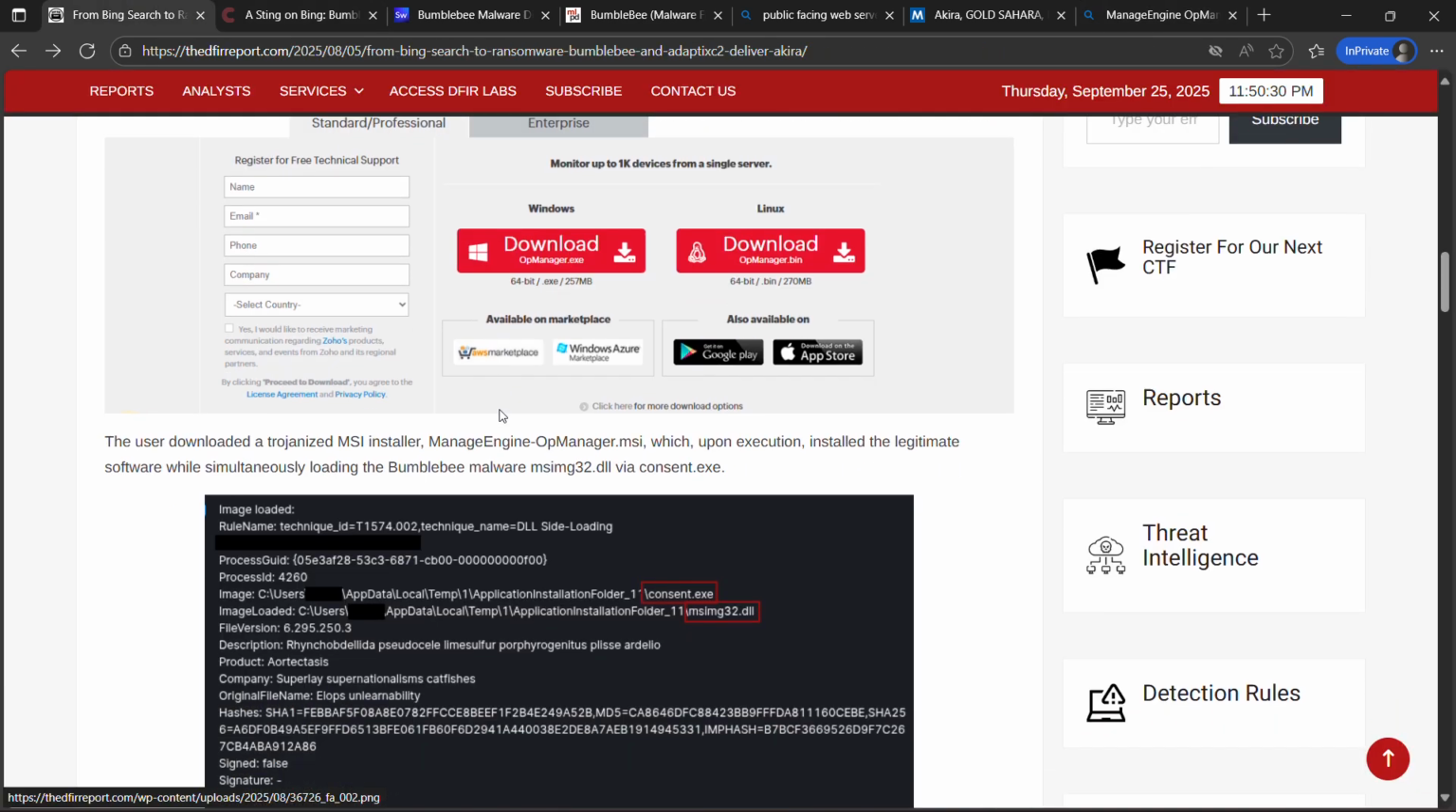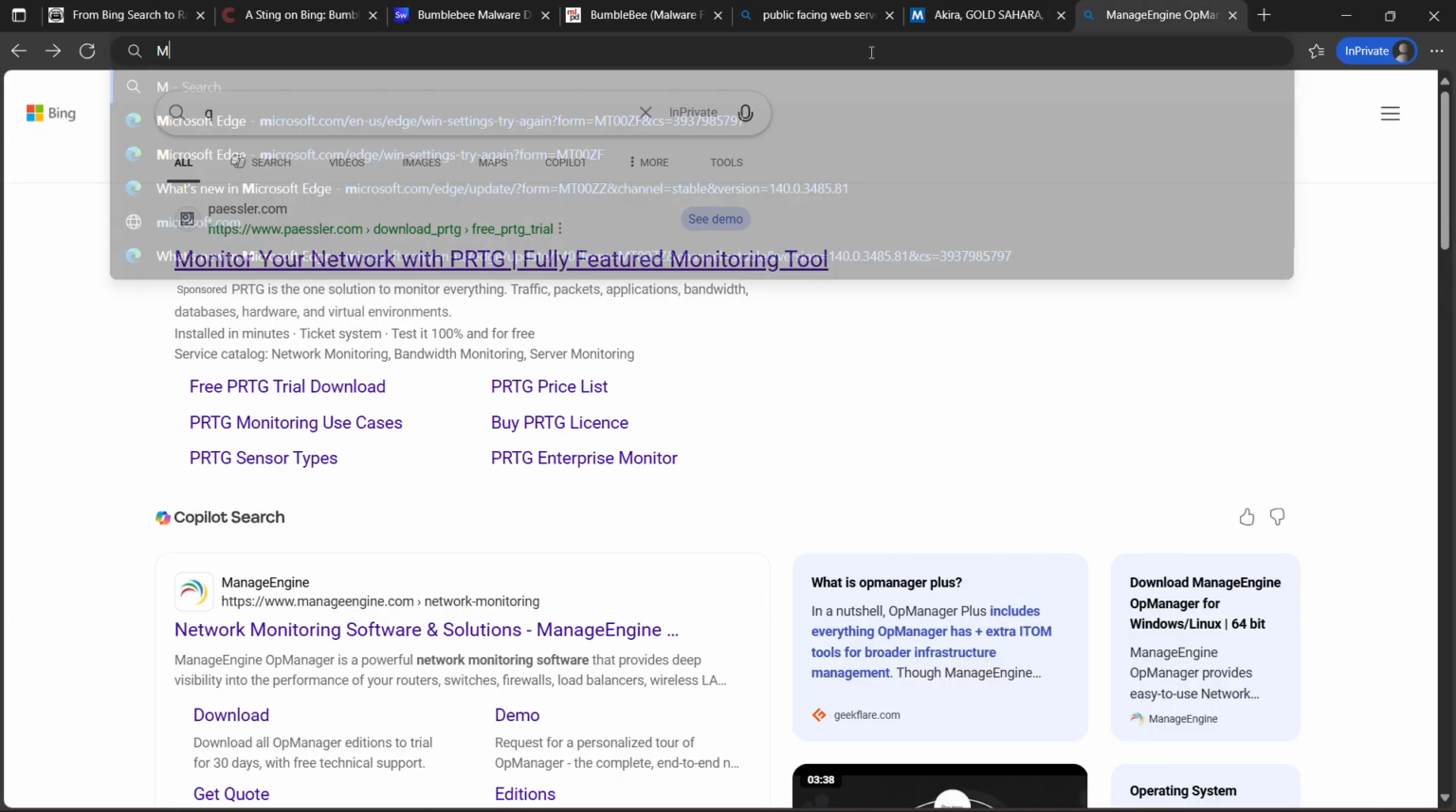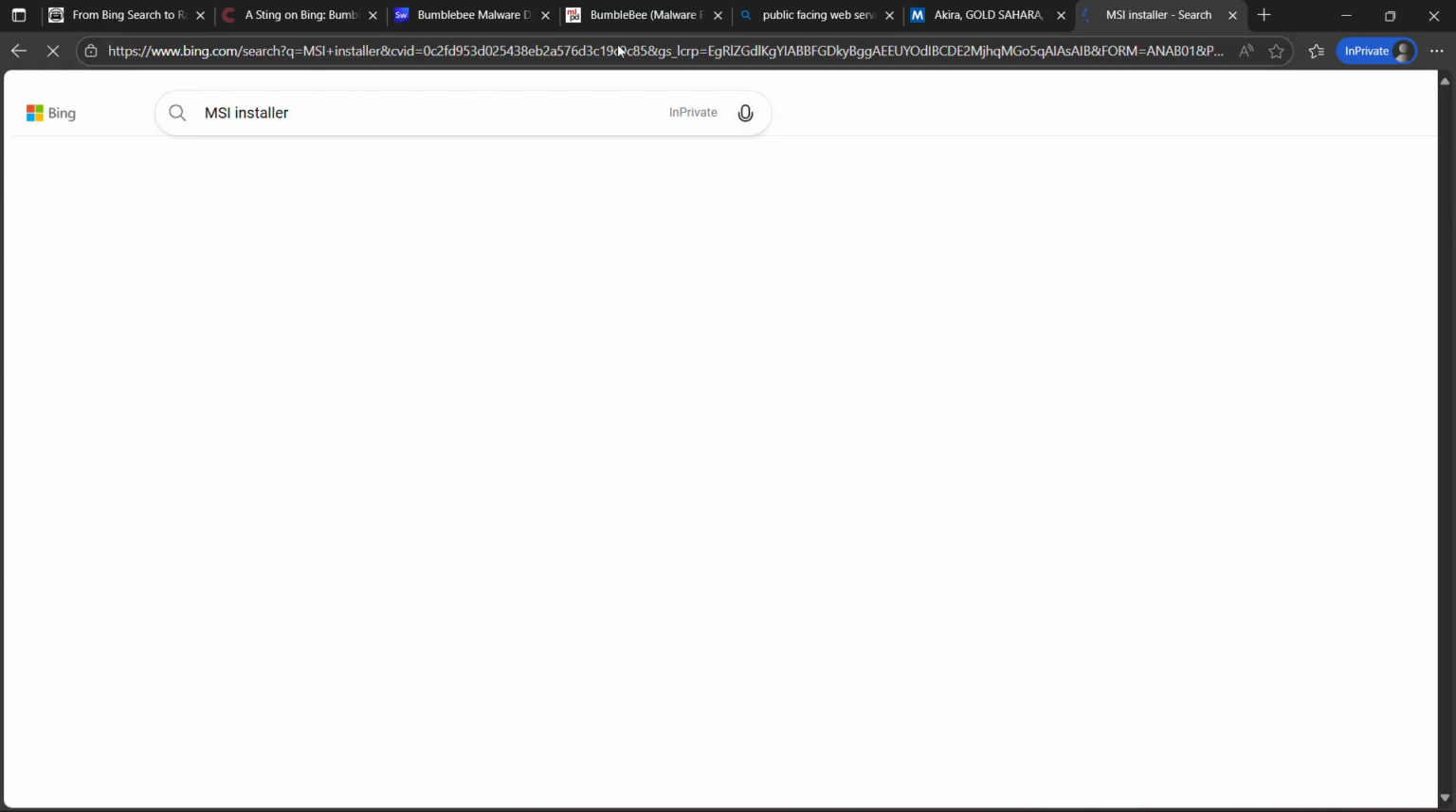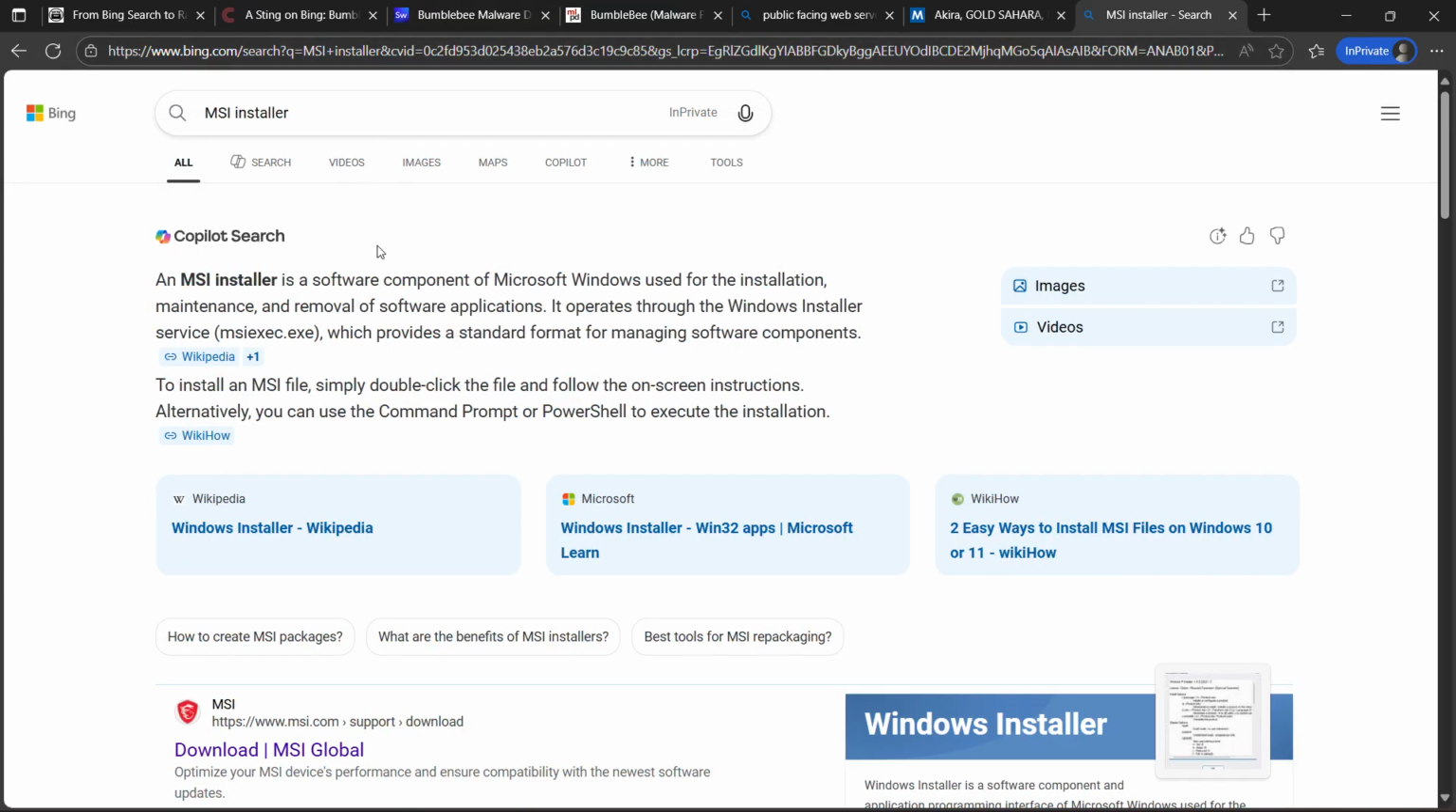Okay, let's go. The user downloaded a Trojanized MSI installer, ManageEngine. That MSI installer, what is that? An MSI installer is a software component of Microsoft Windows used for the installation, maintenance, and removal of software applications. It operates through the Windows Installer Service, which provides a standard format for managing software components.